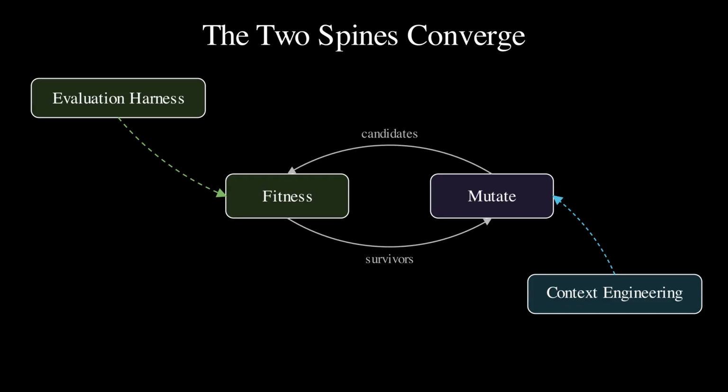Evaluation becomes fitness. The harness that once scored methods now scores each candidate. And context engineering drives the mutator. The retrieval and context that once fed an agent now feed the proposal of the next variant.